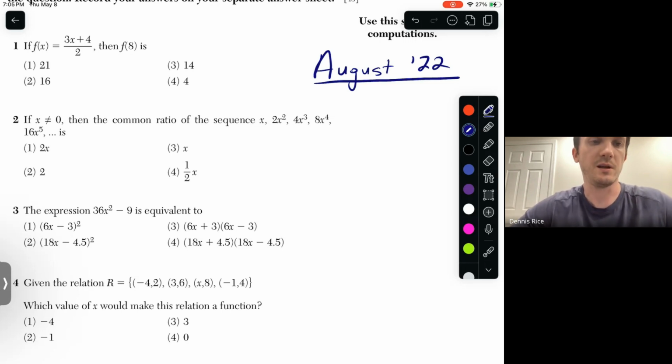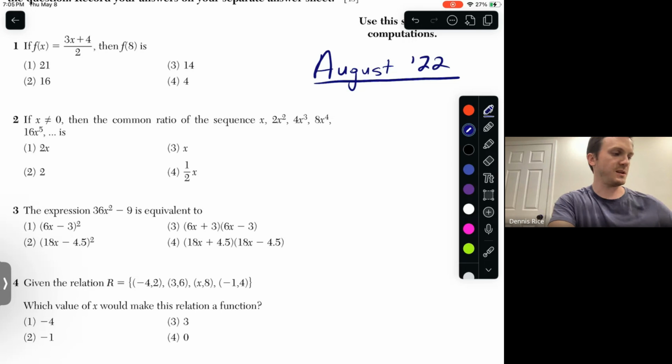If we substitute in an 8. Choice 3. Yeah, 14. I think this one might be interesting. Oh yeah, they didn't put that as a choice. Okay.